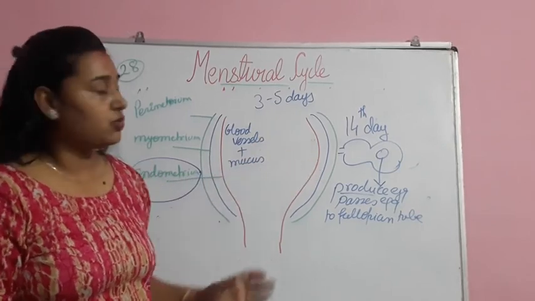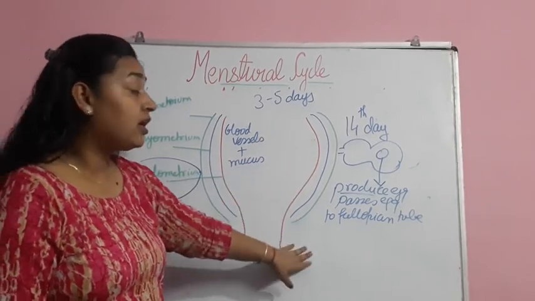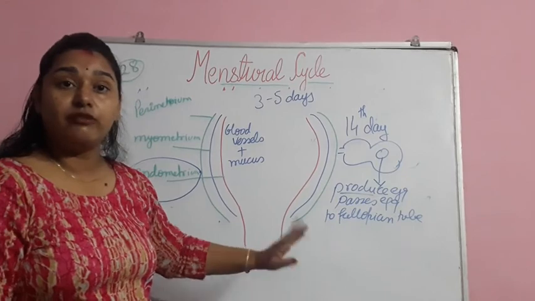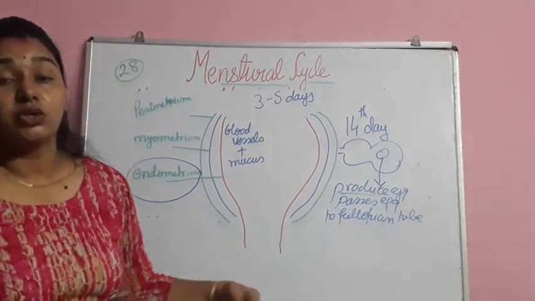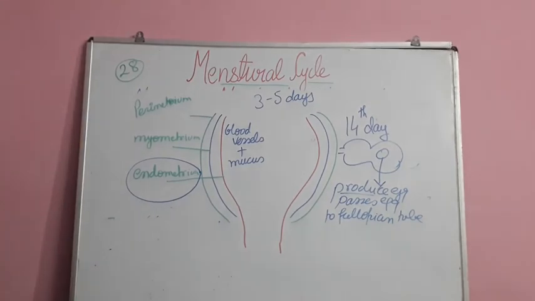maybe the 15th also, so on the 14th day the egg comes into the fallopian tube and stays there for 24 hours and waits for the sperm cell to come and fuse with it, so that it can be fertilized and developed into the zygote. So this is all about the menstrual cycle. Hope you are clear with this.